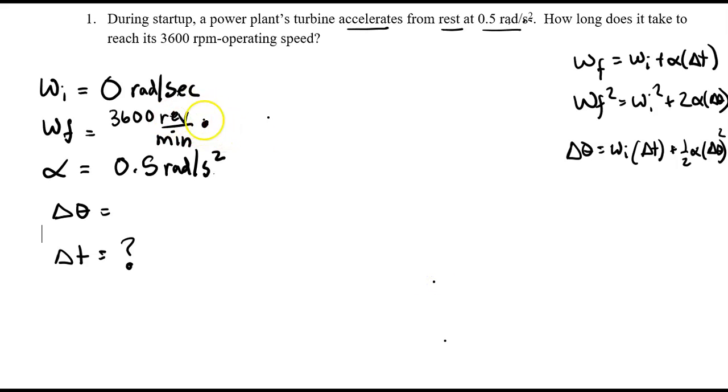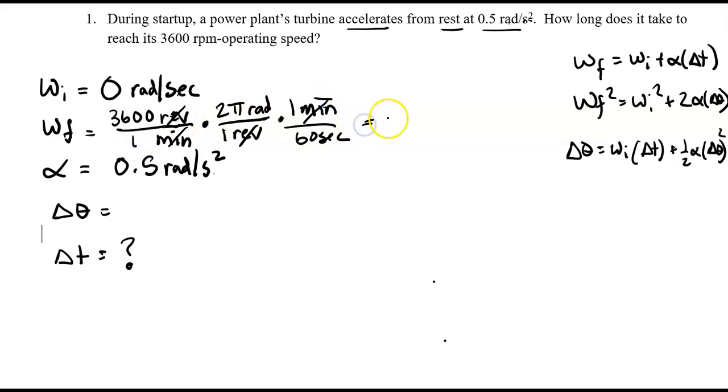Okay, now let me try it. So revolutions, let's see. 1 revolution is going to be how many radians? 2 pi radians. Okay, revolutions cancel. Now let's do minutes to seconds. 1 minute is going to be 60 seconds. Minutes and minutes cancel, and I got 376.99 radians per second.